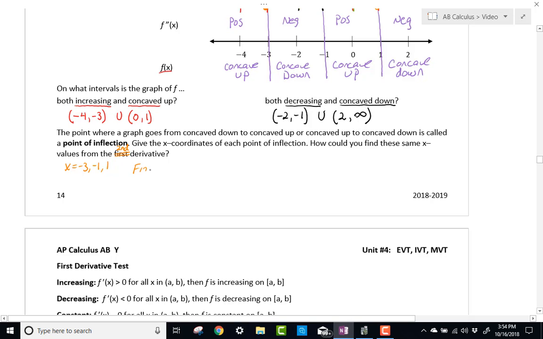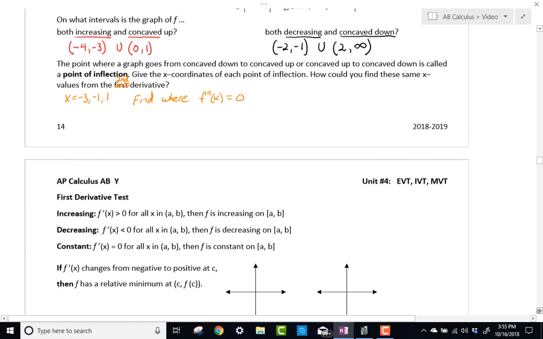How could you find these values from the second derivative? Find where f double prime of x is equal to 0. If I know where f double prime of x is equal to 0, then I know that I have a point of inflection on the graph of f of x. So hopefully that made sense. Hopefully you can see it in the graphs right there. Let's take a look at the next page here.